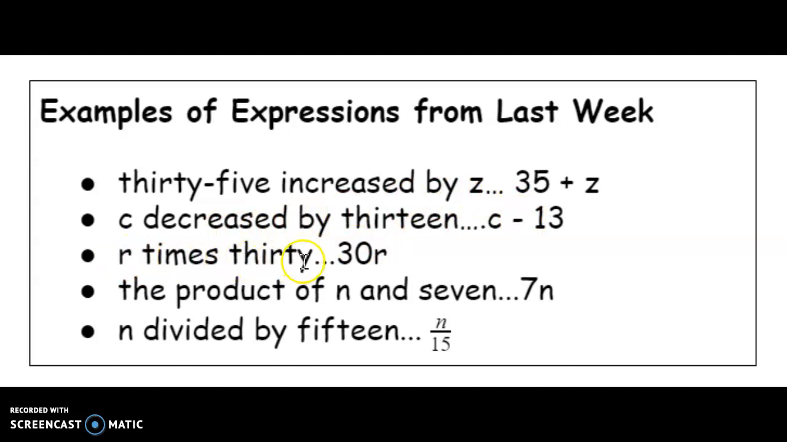r times 30 became 30r. And we learned that we put our coefficient first next to our r. The product of n and 7. Product means to multiply. Notice that we put 7n because we put our 7 as the coefficient first, not n7. In our last example, n divided by 15 means that divided by meant that we put our fraction down. Our n became our numerator and our 15 became our denominator because n was listed first and 15 was listed last.